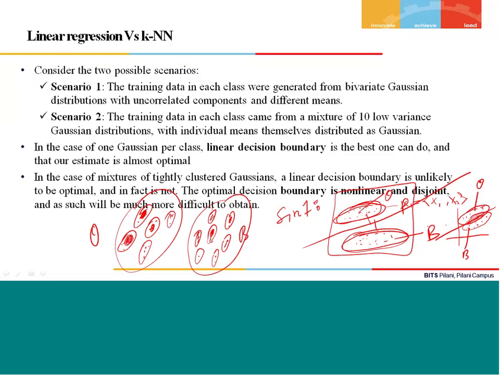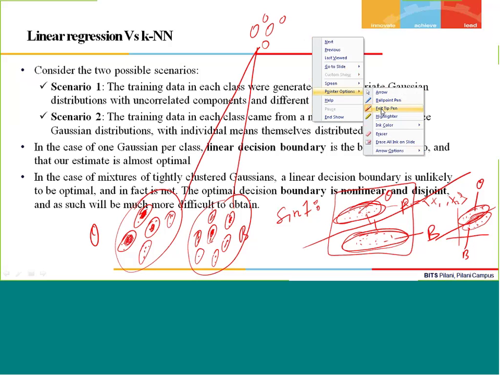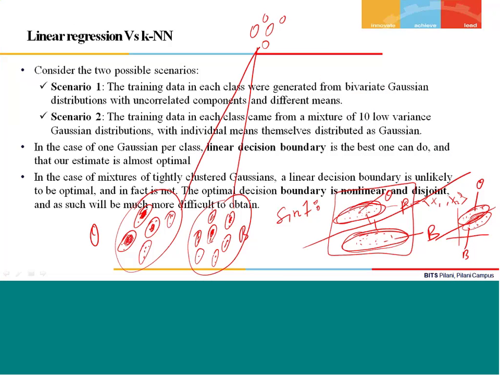But in this case, if these are overlapping, then when these are the 10 Gaussian mixture models for orange, let's say, and these are the 10 Gaussian mixture models for, let's say, blue.